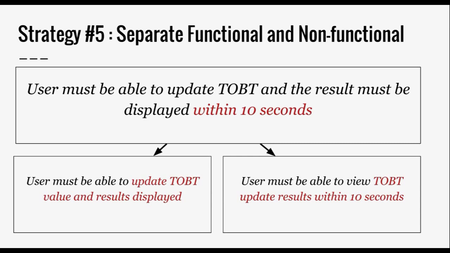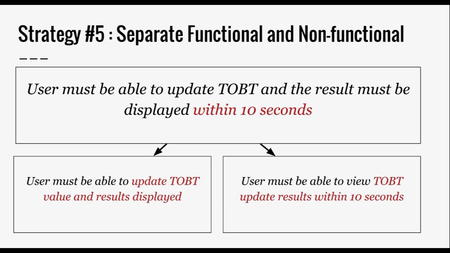And strategy number 5. There is always a possibility to split the story based on functional and non-functional requirements. A functional requirement is something that is directly visible to the business, but a non-functional requirement is something not visible but essential for the application to run. For example, a performance requirement is a non-functional requirement.